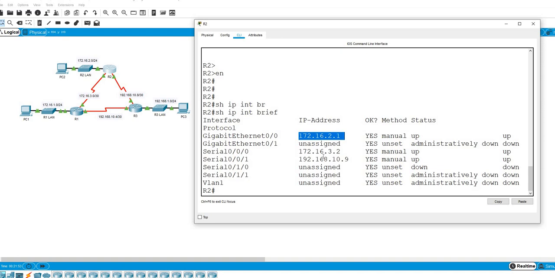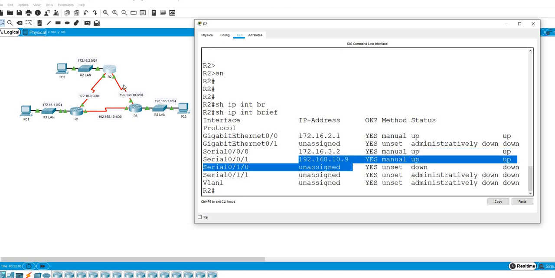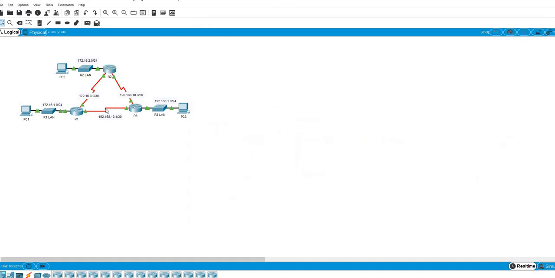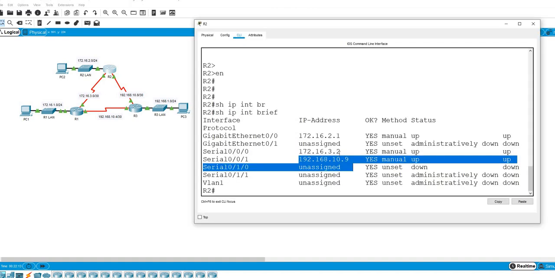Then I have a serial 0/0 interface which has an IP address of 172.16.3.2. This one is also in up and up status. Good. Serial 0/1 has 192.168.10.9, which is the IP address on this interface. So this is your prerequisite. This layer 3 status should be up and up. So that should be confirmed, verified and configured before we start doing the EIGRP configuration.